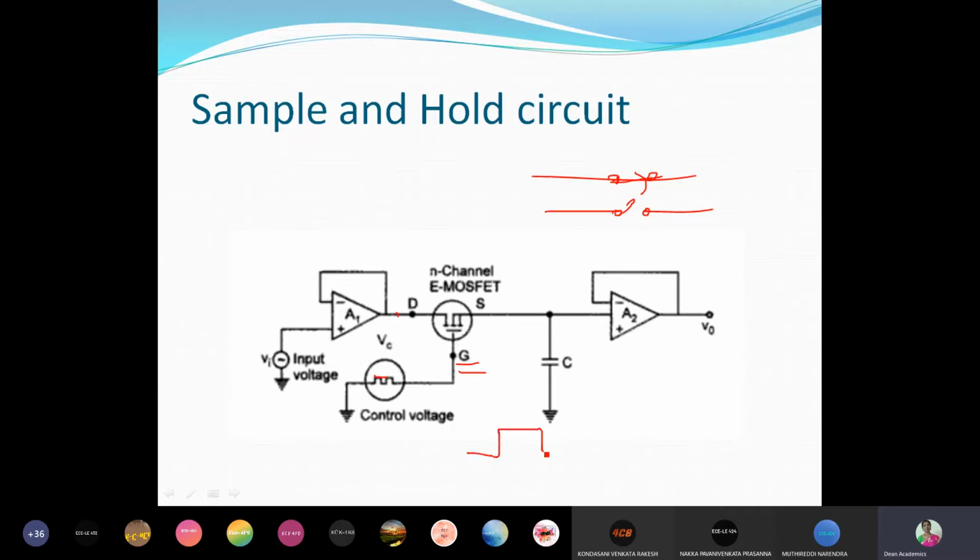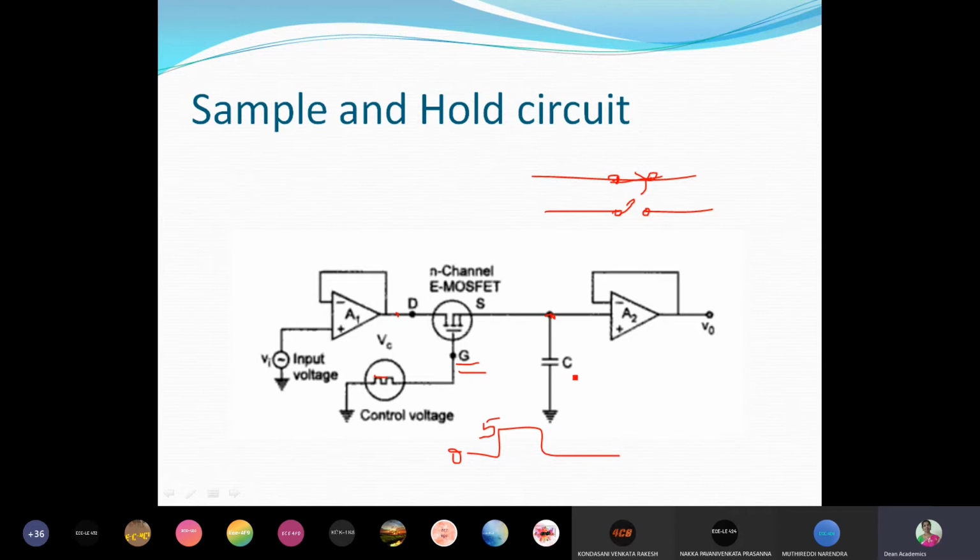So when you apply positive voltage, that means when the input waveform is, let us assume an input waveform like this, 0 volts and 5 volts. When it is 5 volts, 0 to 5, this MOSFET will act like a closed switch. Therefore, the input that is reaching this point passes through this and reaches this point.